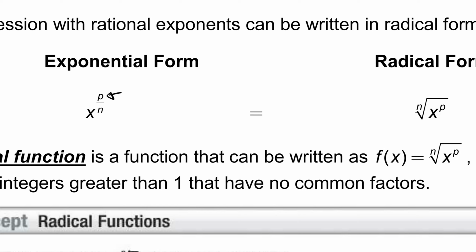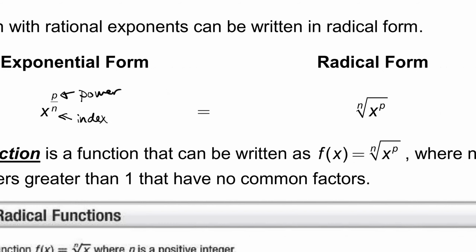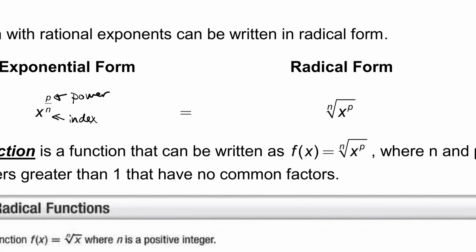So this p is just standing for the power, and this n is your index. So I'm labeling them so I can go over to the radical form. This n is your index. Which root do you want? Your index is the root you want. So an index of 2 would be a square root. Index of 3 is a cube root. And then p, once again, is your power. And x we give a fancy name, radicand.